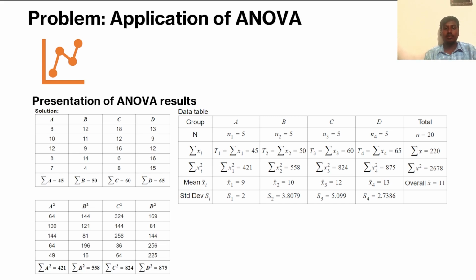And then next, we find out the n value for each letter. A's n value is 5, B is 5, C is 5 and D is 5. So the total n value is 20. As we found the sum of A, sum of B, sum of C, sum of D, to find sum of xi, we need to add all those. So sum of x is equal to 220 and sum of x square is equal to 2678.